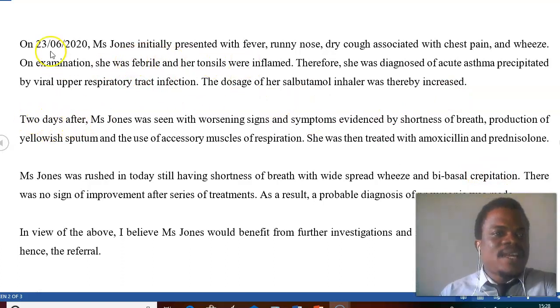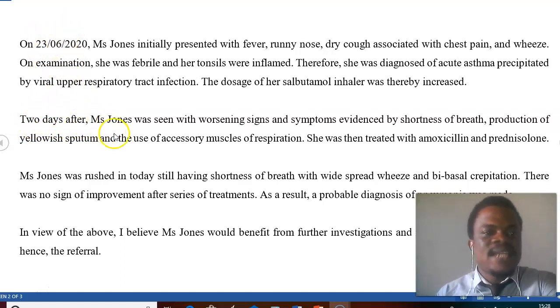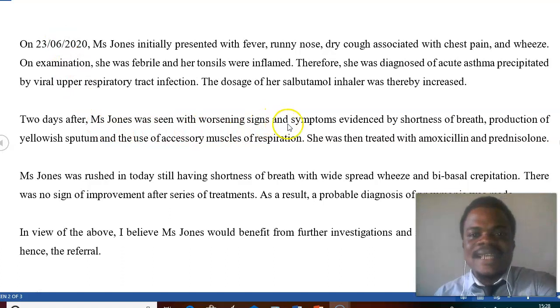Two days after, I've written the dates here. Instead of me saying on 25th, 6th again, it will look as if I'm writing like a baby. So you have to paraphrase these dates. The second date now, and I say 2 days after because it's on 25th. 2 days after this, Miss Jones was seen with worsening signs and symptoms.